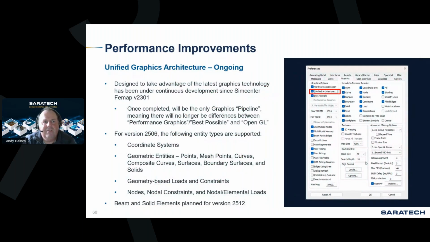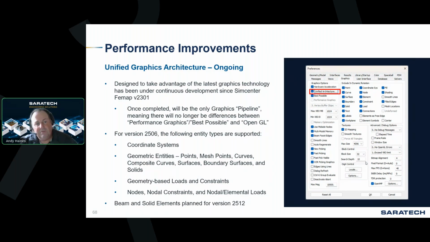A little bit about performance. If you've watched the Femap What's New lately, you know that we've been working on unified graphics architecture. This is an ongoing project. We began development of it in 2301. Once completed, it'll be the only graphics pipeline. So anytime you've been annoyed or confused as to why something looks different when you're in performance graphics, best possible, as opposed to when it's turned off, which we just call original OpenGL, all this will be taken care of with the unified graphics architecture.